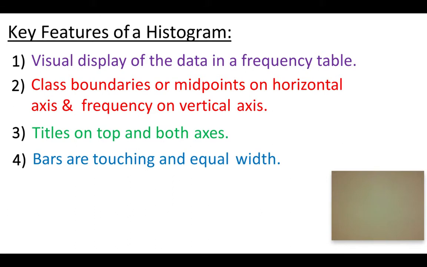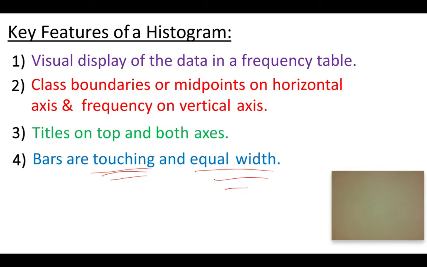And then one big thing here is that the bars are touching on a histogram, and they always have to be equal width. Bars must be touching and must be equal width. That's what makes it a little bit different from a bar graph. A bar graph, they aren't necessarily always touching. But in a histogram, the intervals always touch each other. There's no gaps in the intervals, so the bars should always be touching.